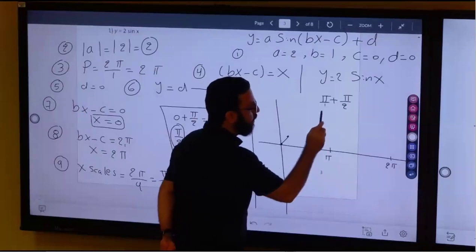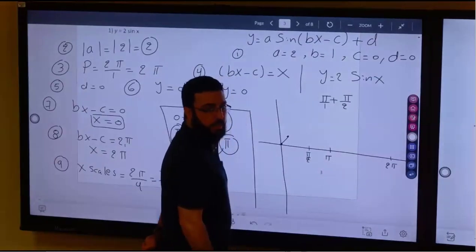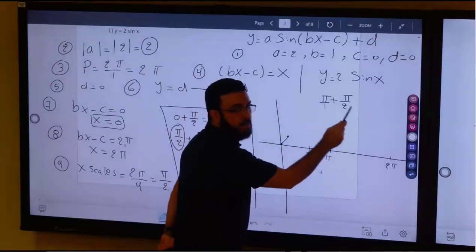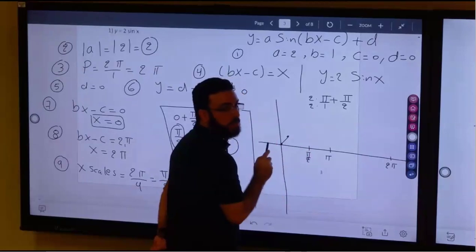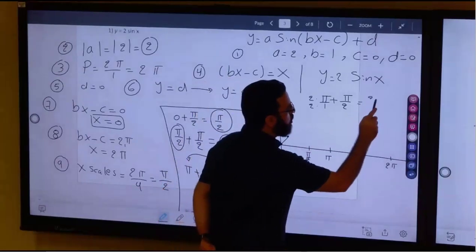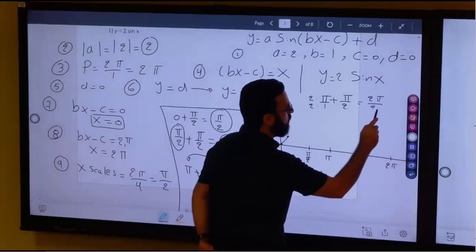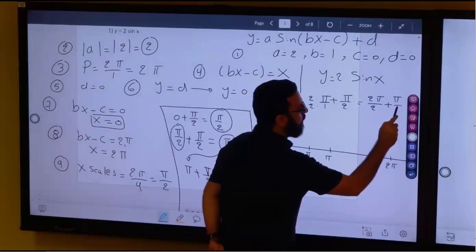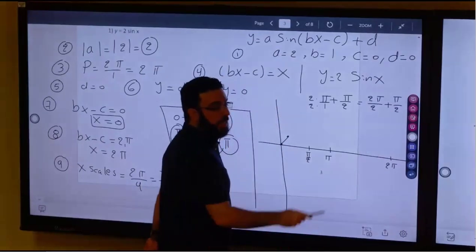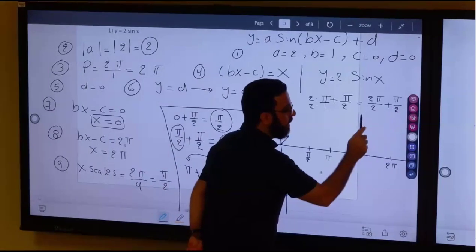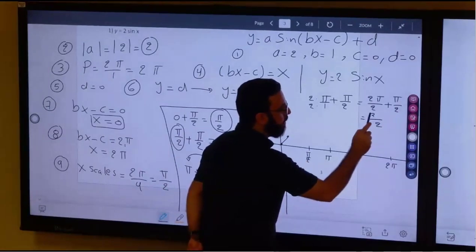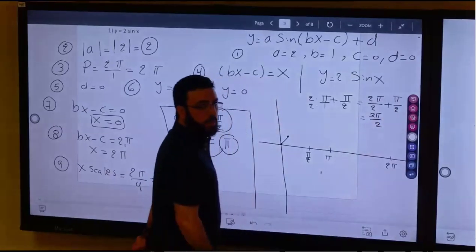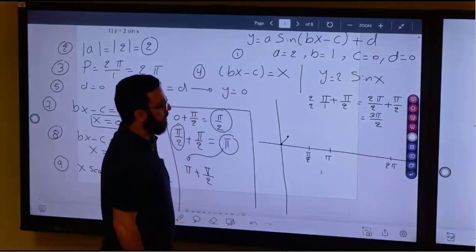So pi plus pi over 2. Can I write down pi over 1? Yes. Now, I need to get the common denominator. What I'm going to do, multiply this one by 2, multiply this one by 2. So it's going to be 2 pi over 2 plus pi over 2. Now, is that the same denominator? So it's going to be 2. 2 pi plus pi. Is that right? Yes.